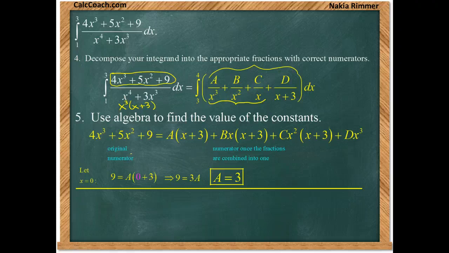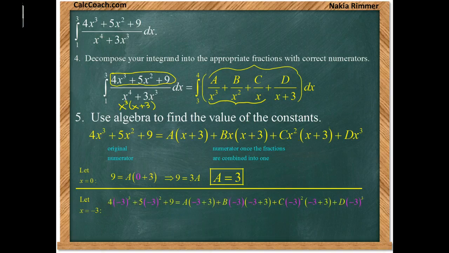Great. Next, we would choose to let x equal negative 3. Why? Because it's going to kill any term that has an x plus 3 in it. It might be difficult for the left-hand side, but we'll deal with it. It kills the A term. It kills the B term. It even kills the C term. And we're left with just a D term.